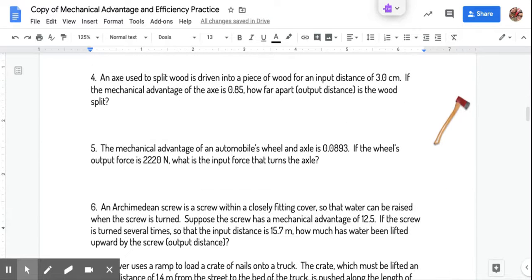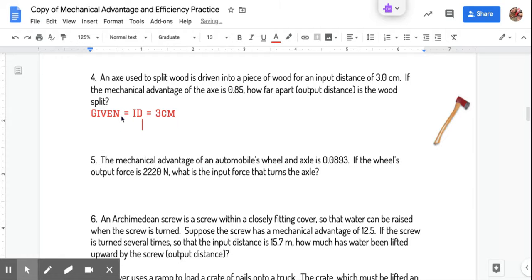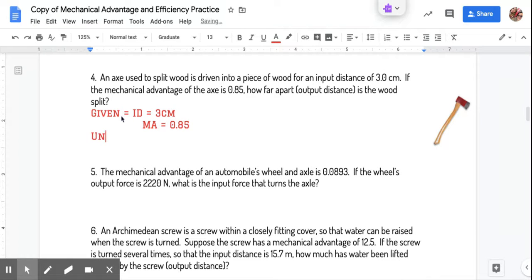Okay, number 4 is a little bit different, so we're going to look at it too. An axe is used to split wood, driven into the piece of wood for the input distance of 3 centimeters. If mechanical advantage is 0.85, what is the output distance? So our givens are input distance, 3 centimeters. Mechanical advantage, 0.85. Our unknown, or what we are solving for, is output distance.